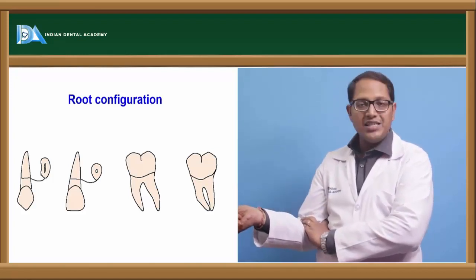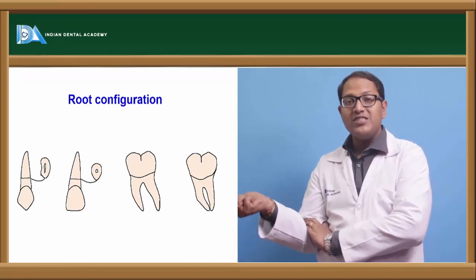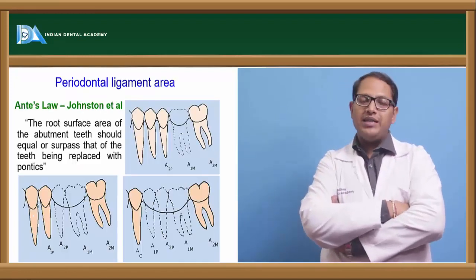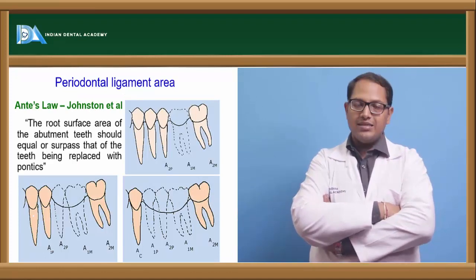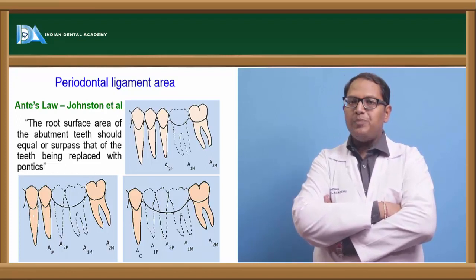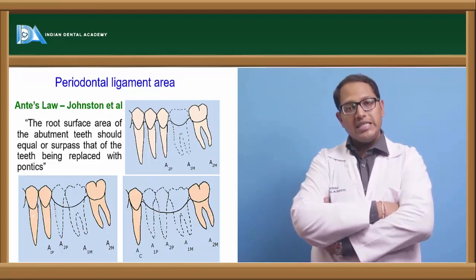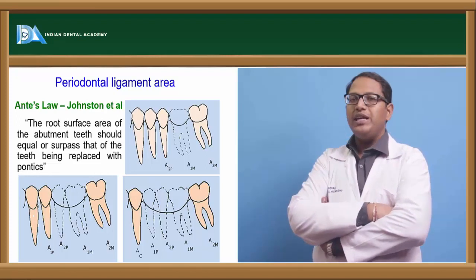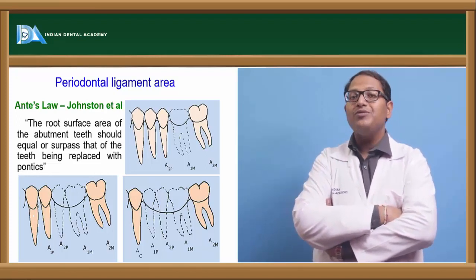Here the surface area is more. More the surface area, less will be the force acting on that. Now, periodontal ligament area. Here Ante gave a law which supports this and says that the sum of the pericemental area of the total root surface should be equal to or surpass that of the tooth which is to be replaced.